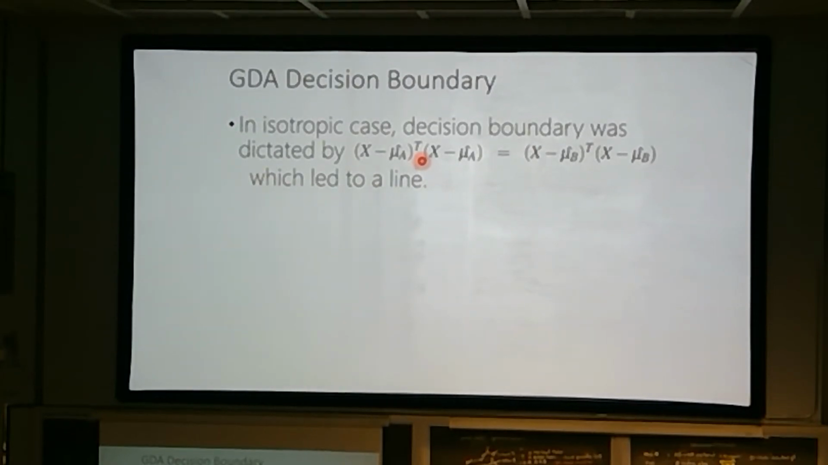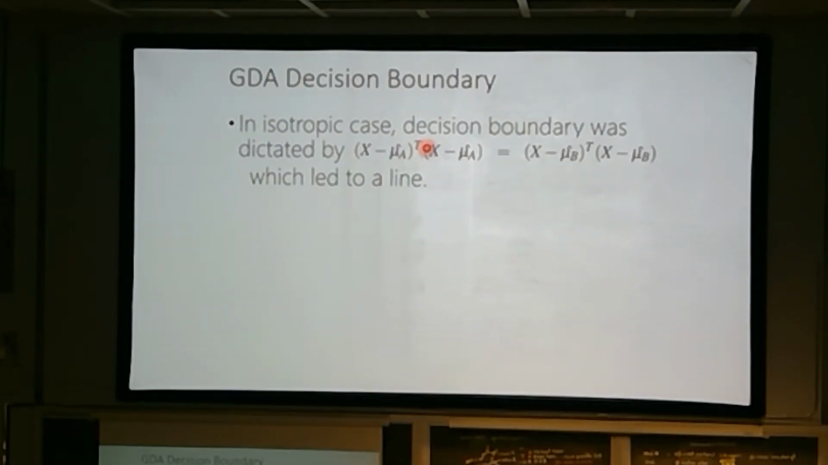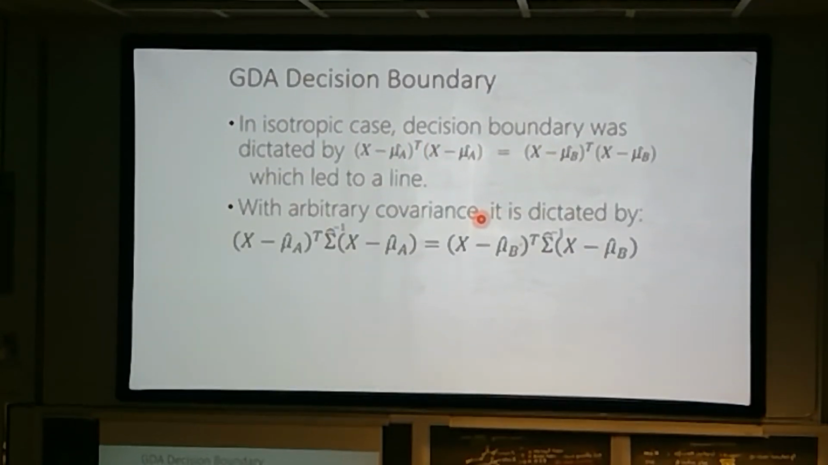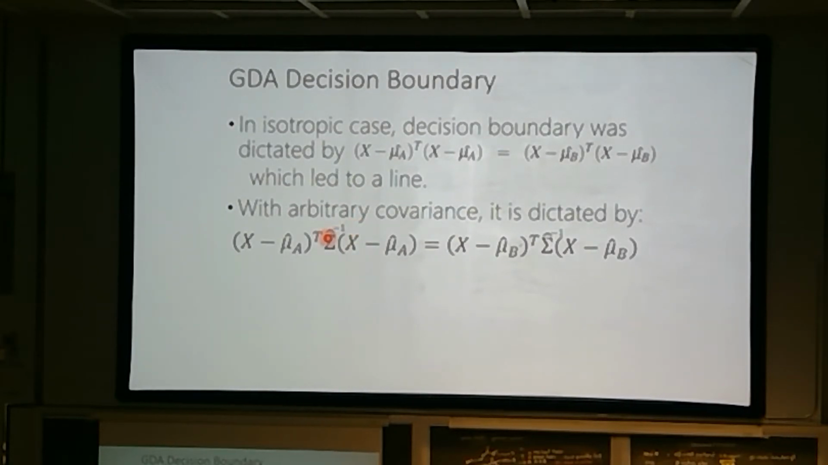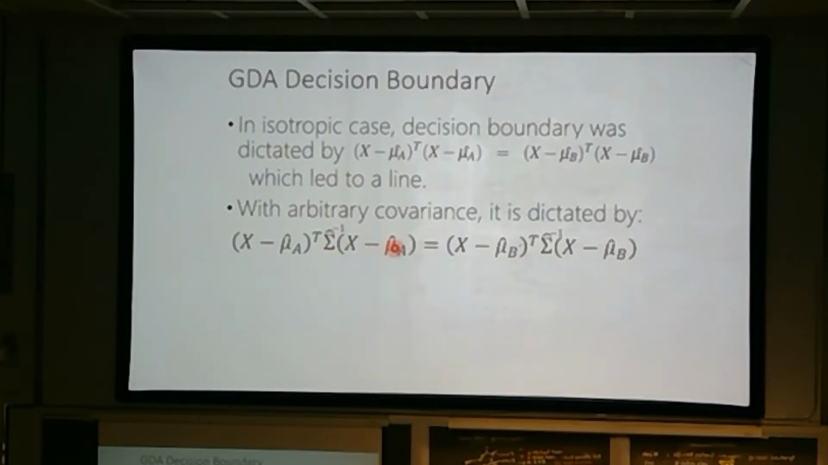So in the isotropic case, the boundary was dictated like this, and that led to a line. I'm not going to go through it, but it's almost the same. You can just go back to that derivation, and where previously things canceled out nicely because of the diagonal elements, now they won't cancel out nicely. What you're going to get is something that looks like this, where this term wasn't there before. Because it wasn't there, this was just like a norm, with respect to the one mean and the other. But now I can't, because I haven't let the covariance matrix be simple, I've let it be arbitrary, but the same.